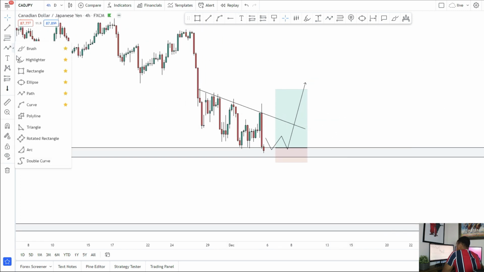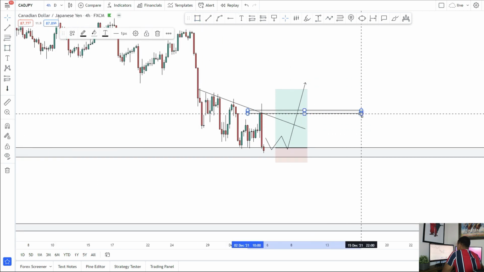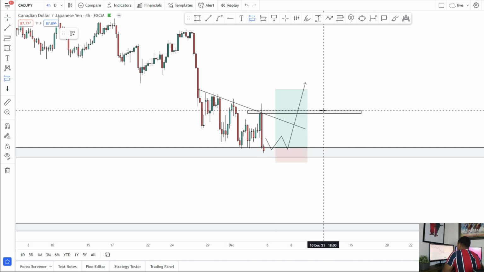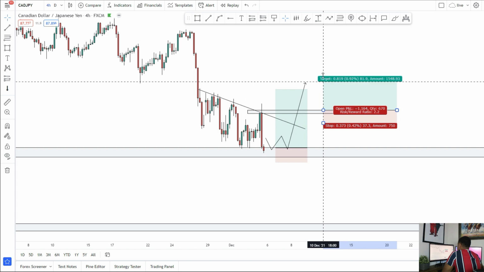Potentially, I think the best bet to go long on this one would be waiting for a break of that lower high and then getting long on the retest of that. So break of the trend line, break of the lower high, and getting in on the longs there. And you can take this to the upside.